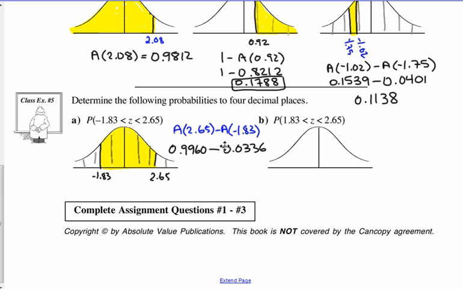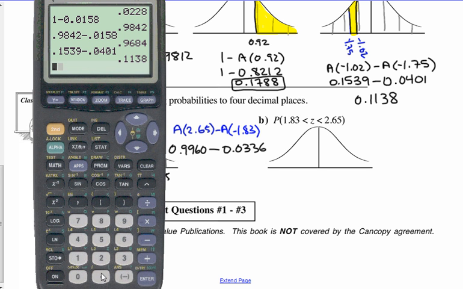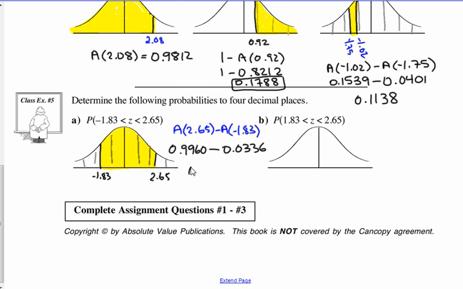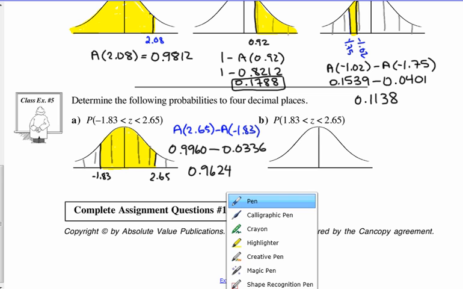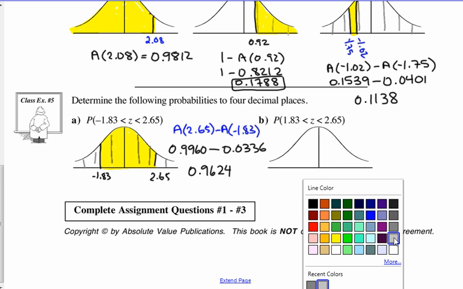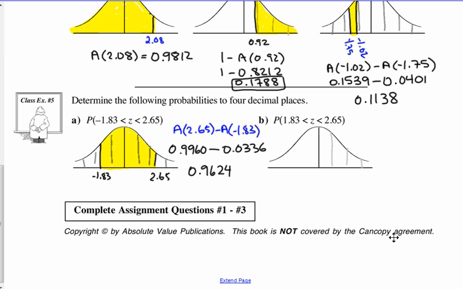So subtracting these two values, 0.9960 minus 0.0336 gives us the area to be 0.9624. And that's the probability. If I wanted a percent, I would just times it by 100. Okay, last question. Between 1.83 and 2.65. So this time it's a positive. So on this side, 1, 2, 3, we're looking at between 1.83 over here and 2.65.